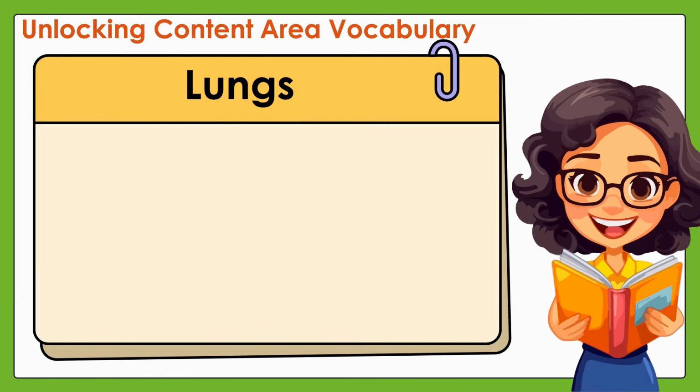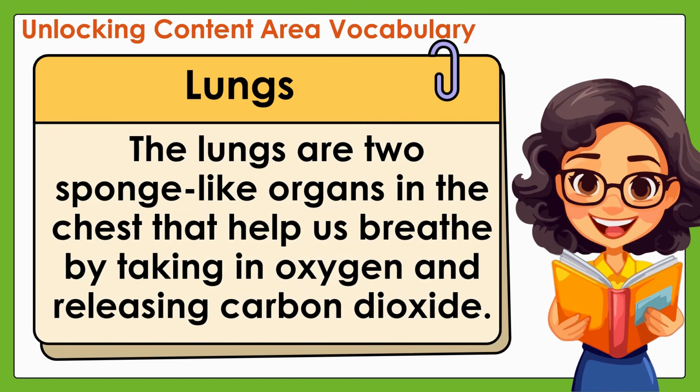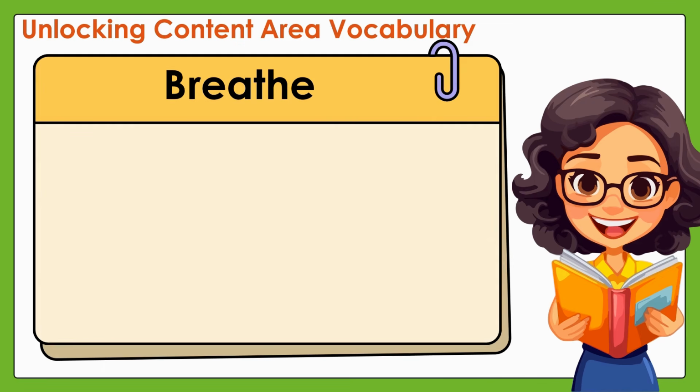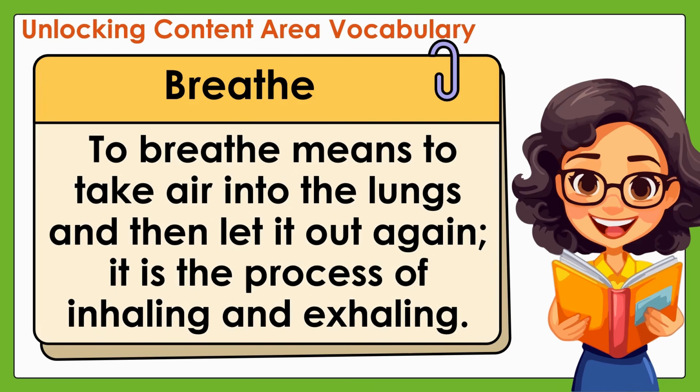Unlocking content area vocabulary. Lungs. The lungs are two sponge-like organs in the chest that help us breathe by taking in oxygen and releasing carbon dioxide. Breathe. To breathe means to take air into the lungs and then let it out again. It is the process of inhaling and exhaling.